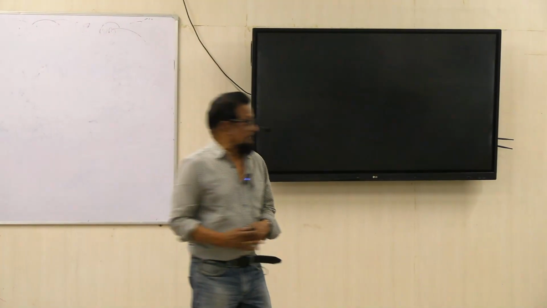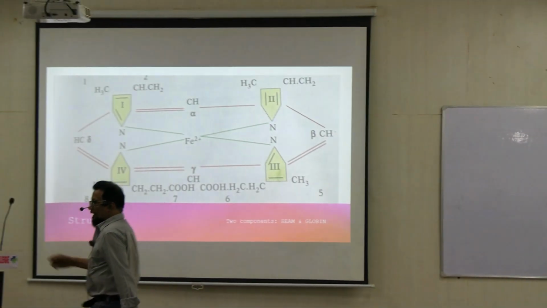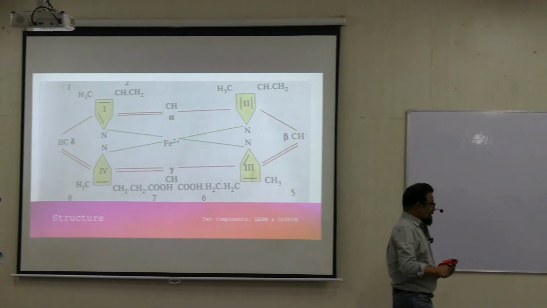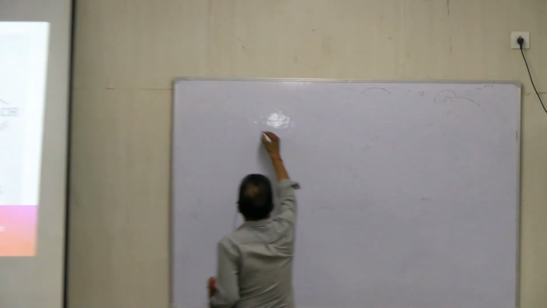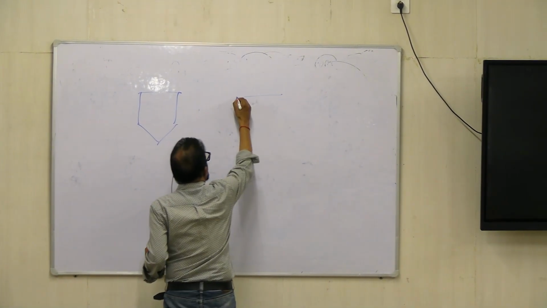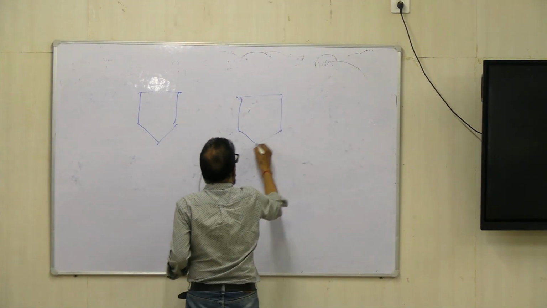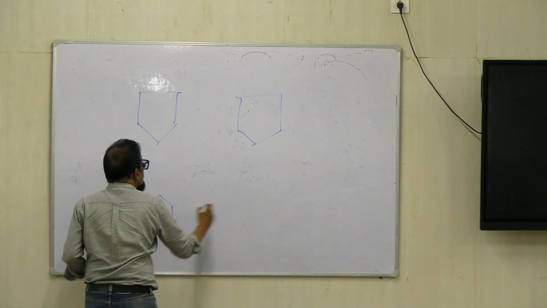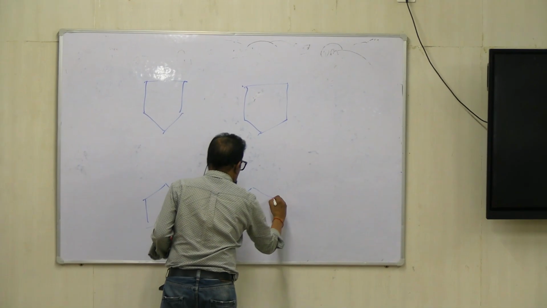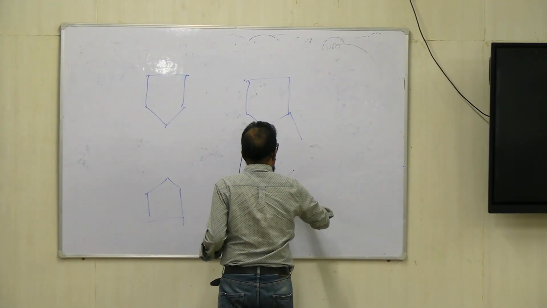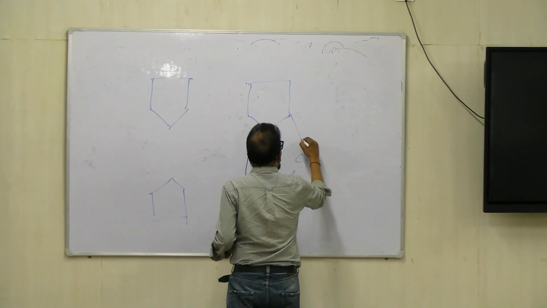So this is the structure. What is there in the structure? There are 4 pyrrole rings, attached by methane bridges. So what are these pyrrole rings? This is one pyrrole ring, that is another pyrrole ring, and they are attached with methane bridges.